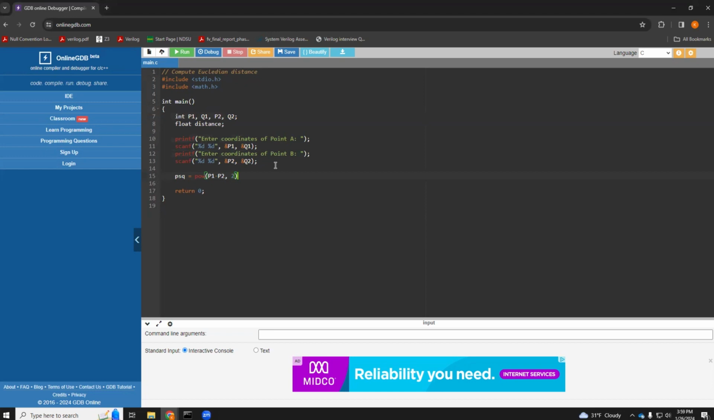So that's power of base and exponent. And the square of Q would be Q1 minus Q2, the whole squared. Let me declare those. So that would be PSQ and Q squared. You can give better names. So I can write this as P squared, and this one as Q squared.